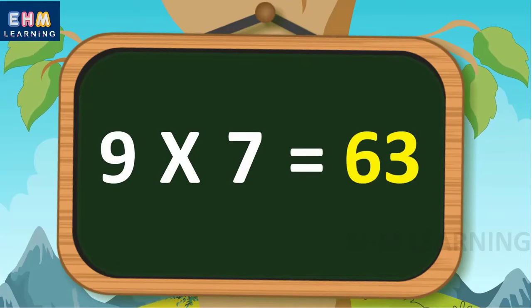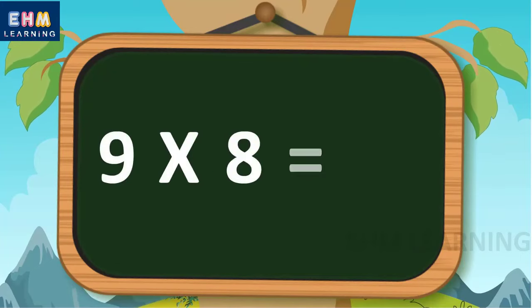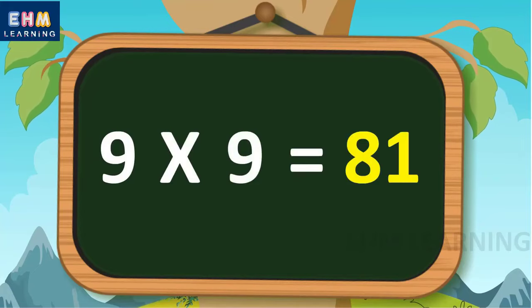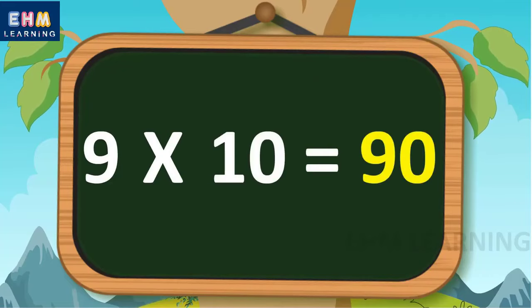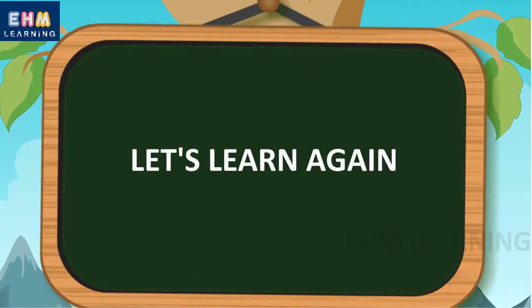9 sevens are 63. 9 eights are 72. 9 nines are 81. 9 tens are 90. Let's learn again.